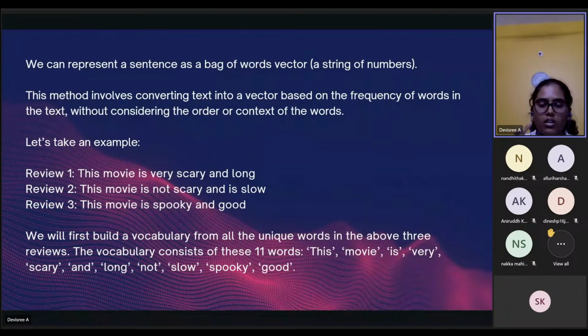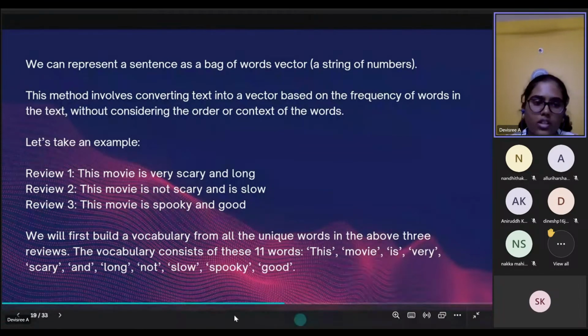This basically involves converting the given text or a set of sentences into vectors which represent the frequency of the words. And in this case, it does not consider the order of the words. So let's take an example, then it'll be much easier to understand.